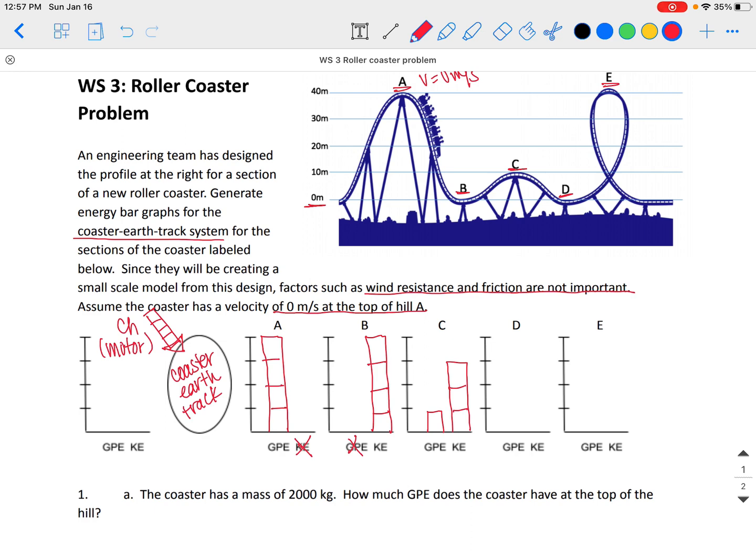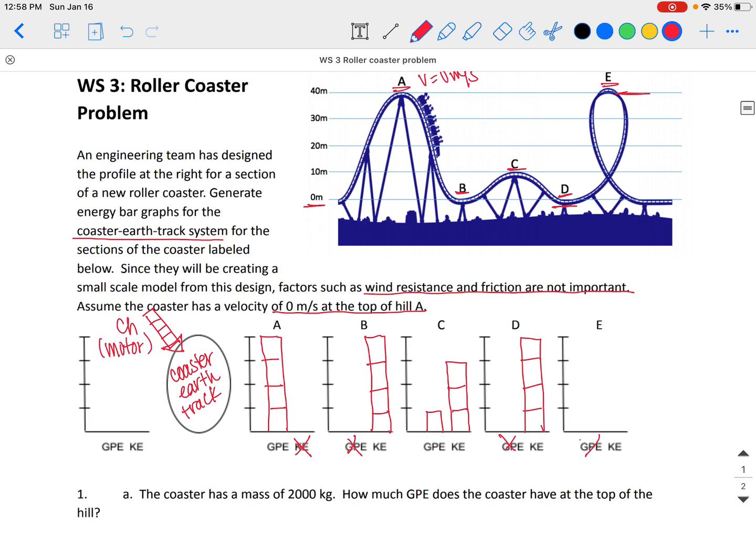I go back to a lower point, D, because it's at 0 meters, it's going to look the same as what I had for B. No gravitational, all kinetic. And then E is going to be the same as what I had for part A because it is at its highest point here. And so it's going to have no kinetic energy and all gravitational potential energy. And you want to make sure that if it starts with 4 blocks, it should have 4 blocks in every single bar graph from A through E.